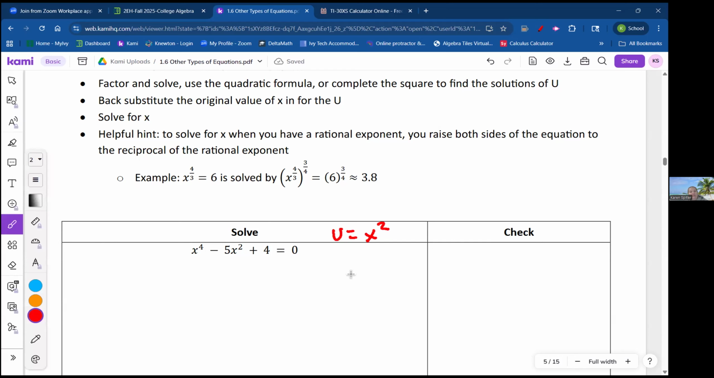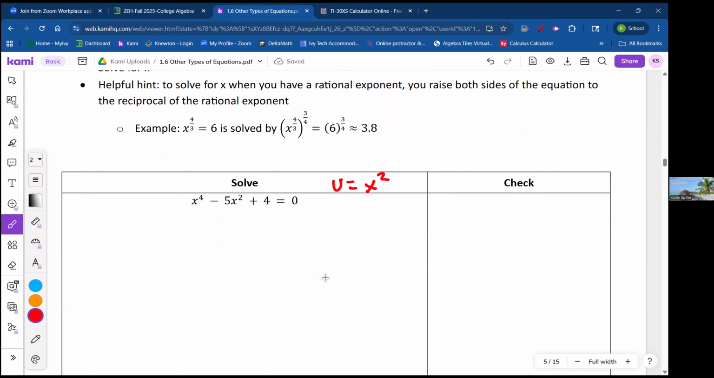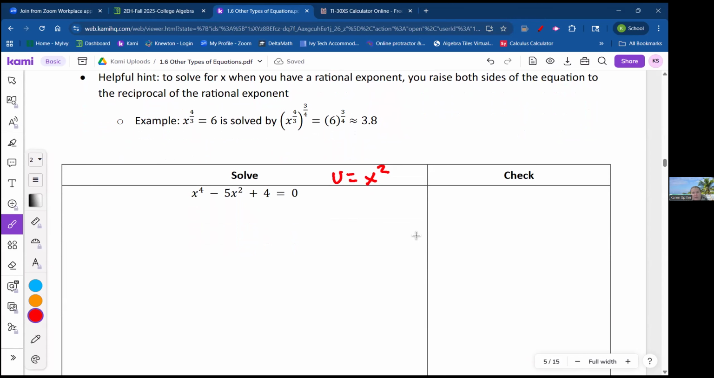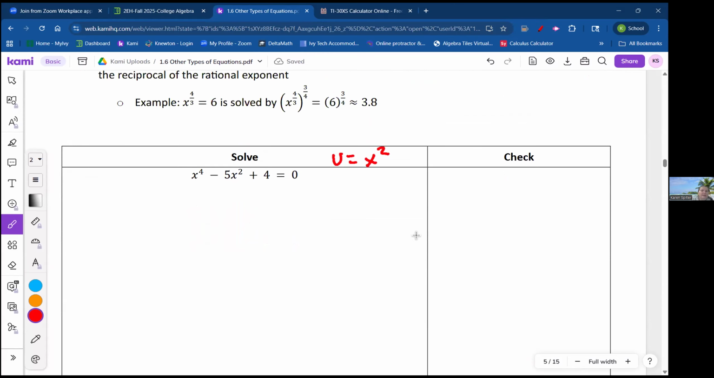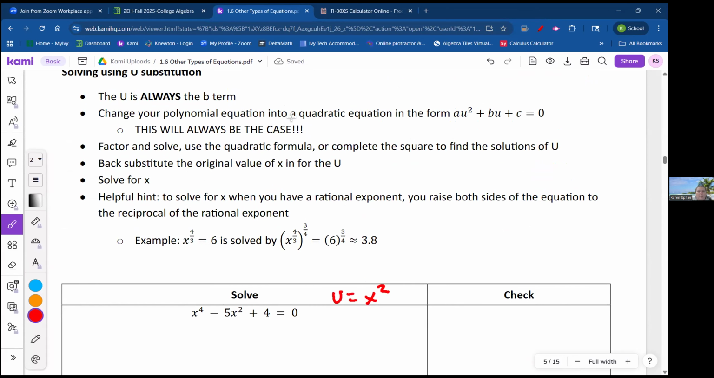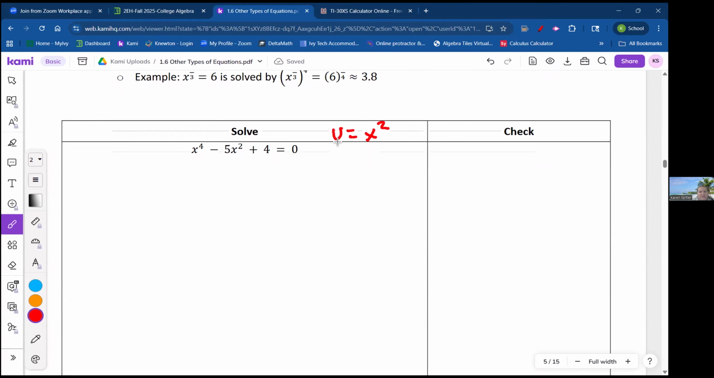Now, by the way, this equation is factorable. I did that so we could get a grasp on things, so it was a little bit easier before we get into the weird, crazy exponents, but just so you know. Okay. So U is equal to x squared. All right. And then it says, change your polynomial equation to a quadratic equation of the form AU squared plus BU plus C. This will always be the case. All right. So this is U squared minus 5U plus 4 is equal to 0.